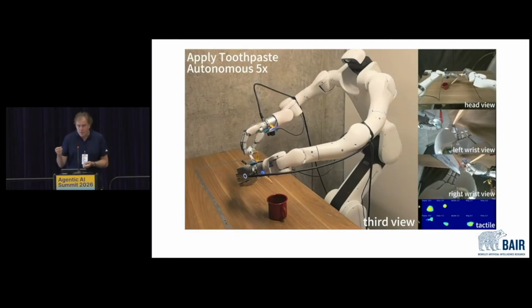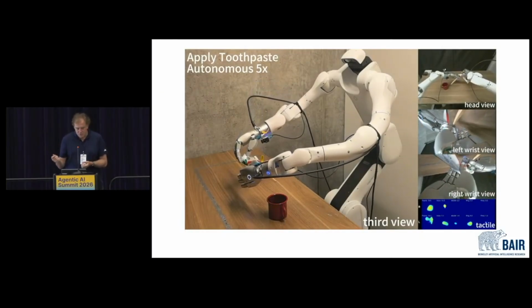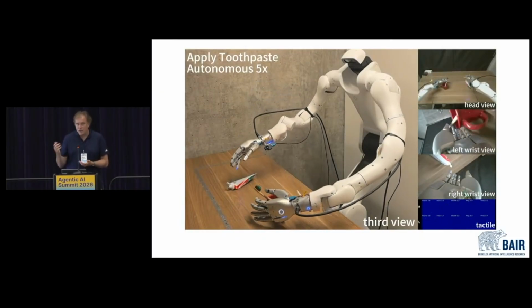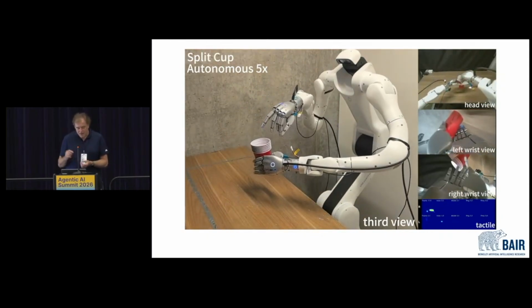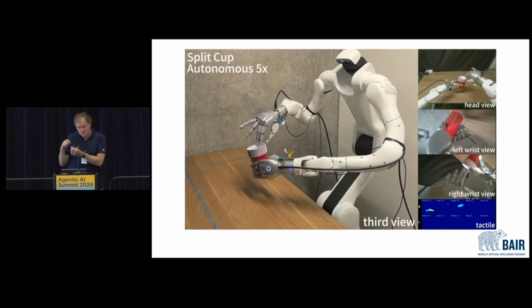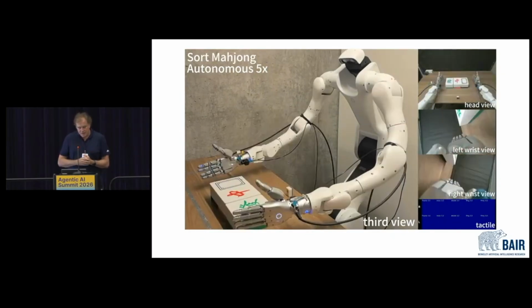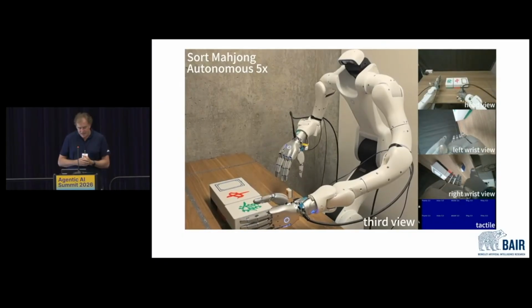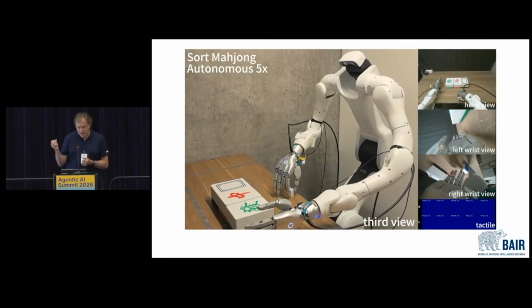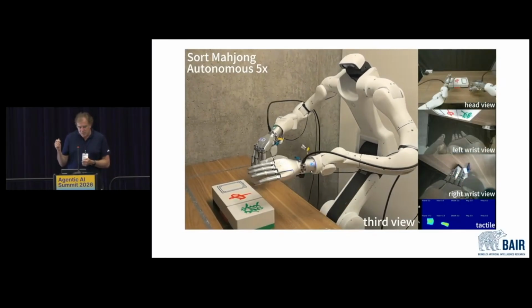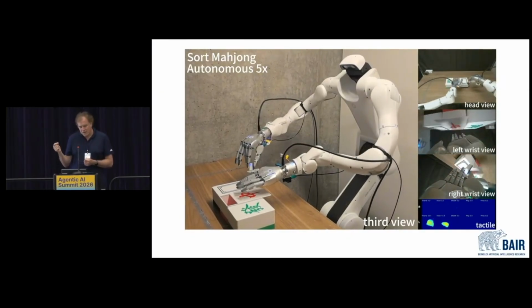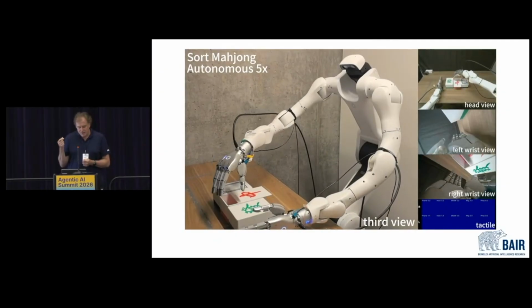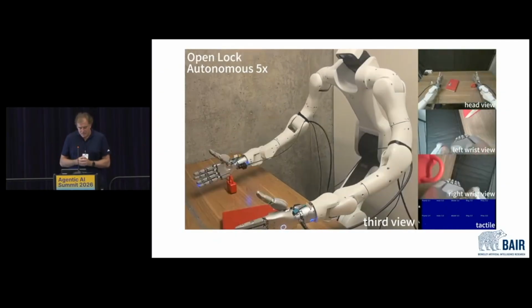For example, squeezing toothpaste out of a toothpaste tube. We did not actually yet ask the robot to brush its teeth, maybe next time. Here it has to feel to separate the two cups out of a stack. Here it's actually feeling the tile to recognize which of the three types of tiles it is just by the feeling of the indentations on the tile in Mahjong.